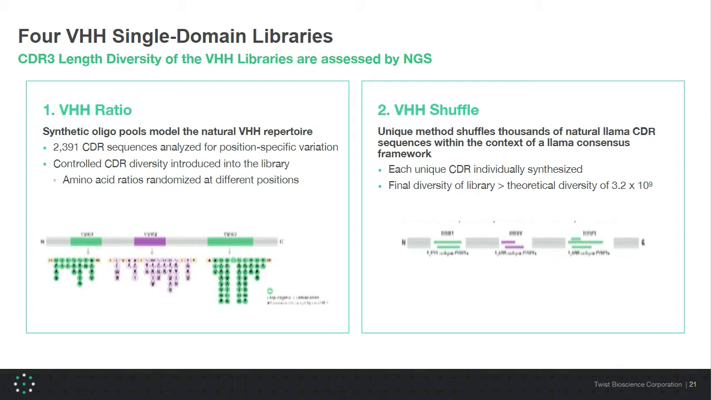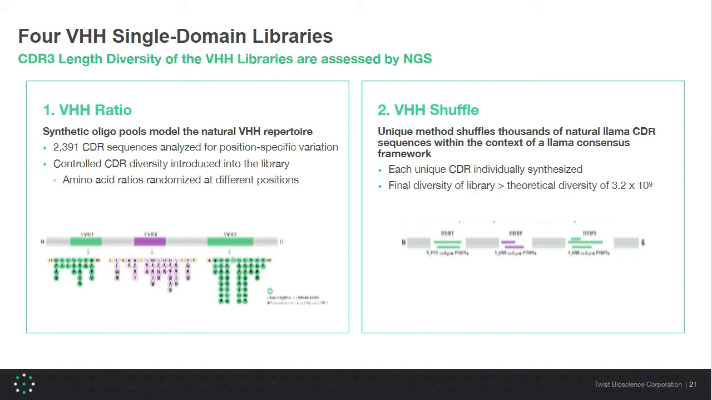It takes these 3,000 VHH sequences, and we basically created oligo pools that constitute the ratios of amino acids that are allowed within that design set. And then we put them all into a consensus llama scaffold in the library. The second library is what we call our VHH shuffle library.